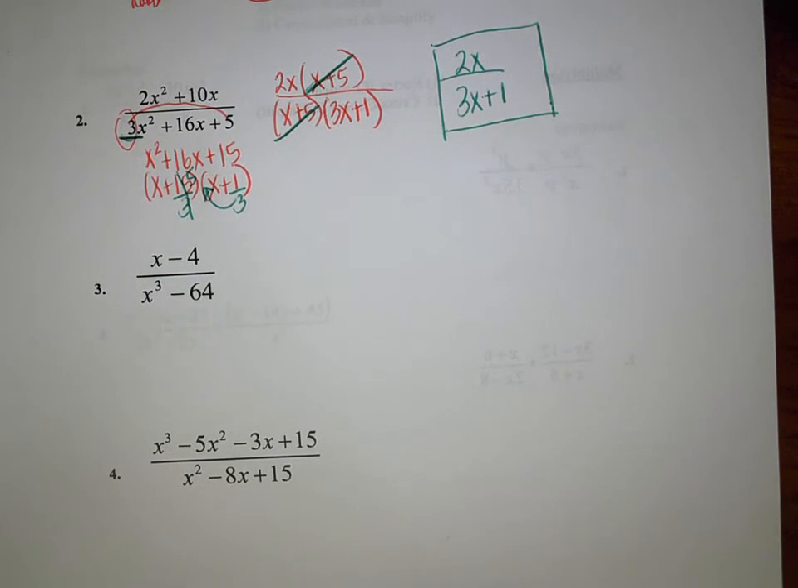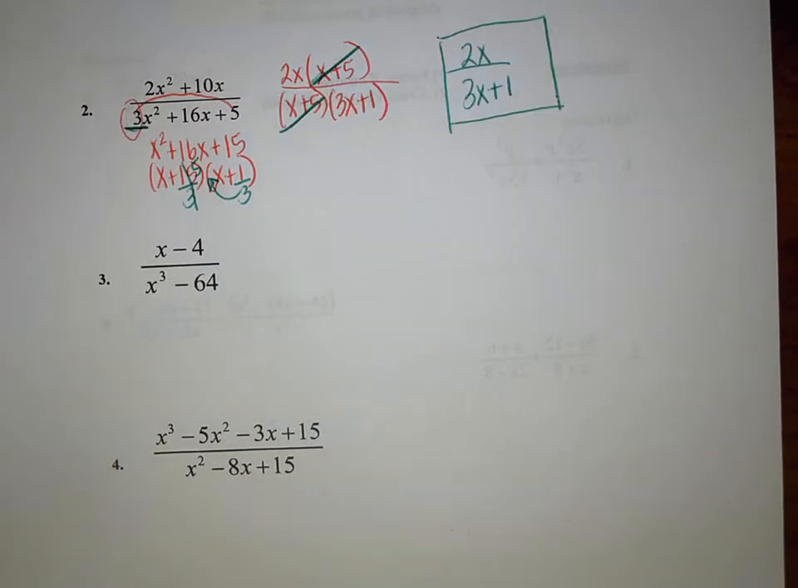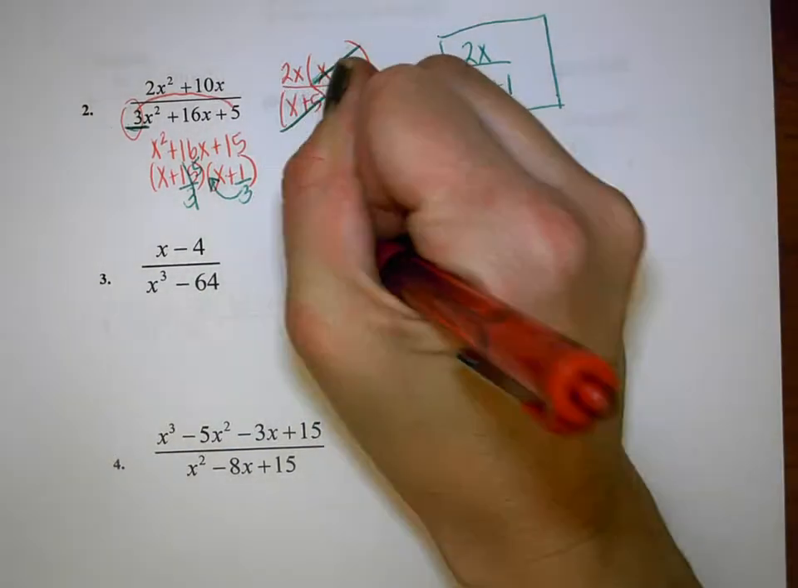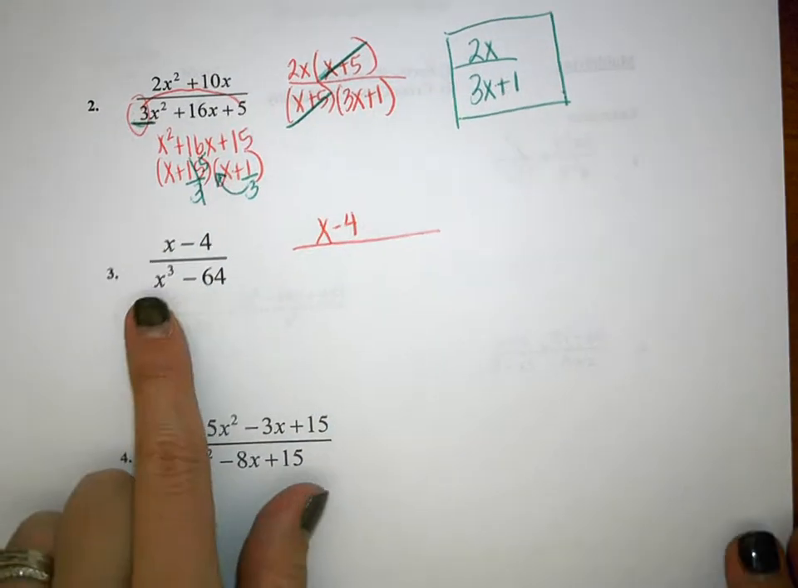Okay, questions so far? This is two. All right, example 3. Is there anything I can do at the top? No. Am I going too fast? Okay. So we just have x minus 4 on the top over. What do you notice about this one?